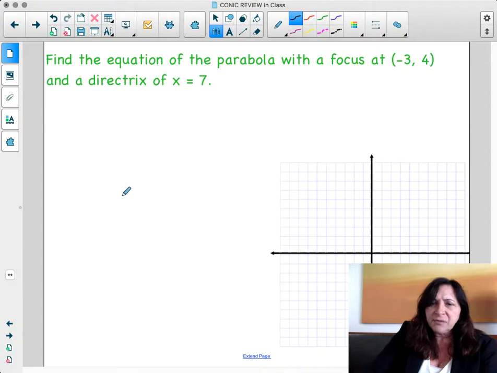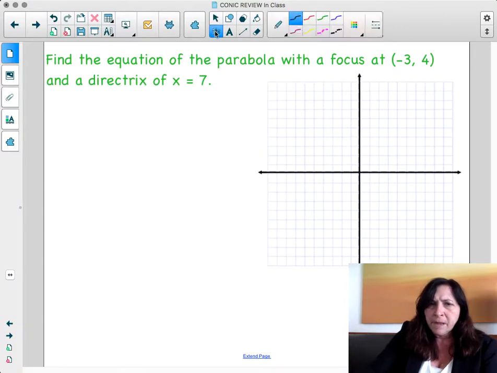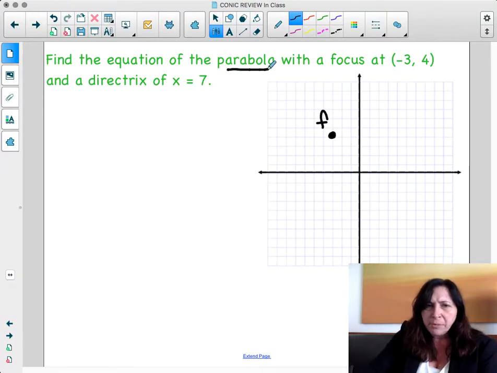This question says, find the equation of the parabola that has a focus at negative 3, 4. So let me see here. Negative 1, 2, 3, 1, 2, 3, 4. So here's negative 3, 4. It's a focus, so I like to put the F there to remind me it's a focus point. I also know it's a parabola, and a directrix of x equals 7.